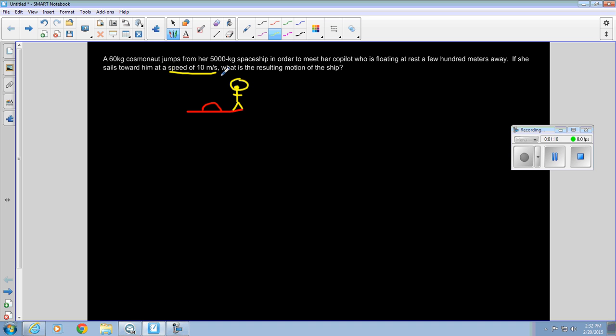So initially, both of these objects have zero initial velocity. And then afterwards, it looks like this. She's going to jump off this way, and she's going to have velocity this way. And the spaceship is going to have velocity this way.